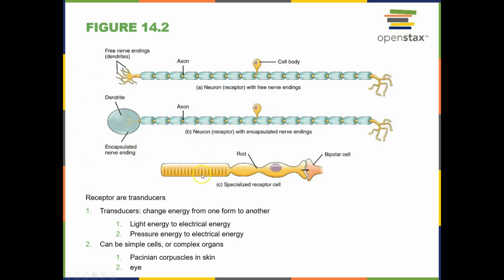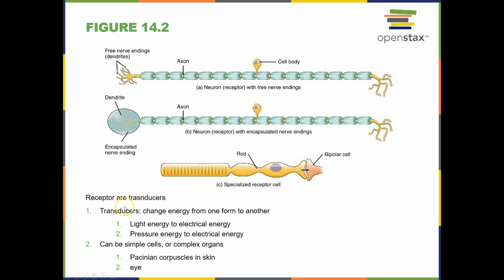And so these are different types of receptors. And these are actually different types of receptors based on their structures, which we can classify receptors by the structure type. And this is a specialized sensory receptor, whereas these are not as specialized.